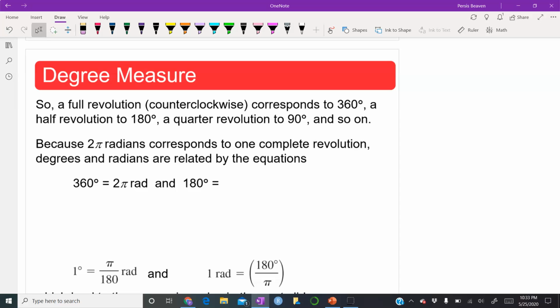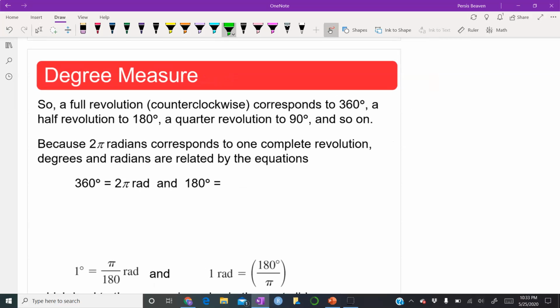So if a full revolution is equal to 360, if we were to divide 360 by 2, we will get 180. And so that is what we call a half revolution. So half of 360, 180. And a quarter of a revolution, so if you divide 360 by 4, you will get 90. So that's what we call a quarter of a revolution, and so on.